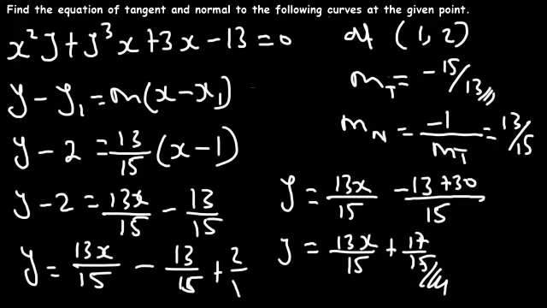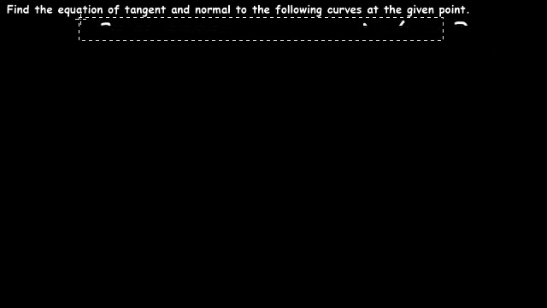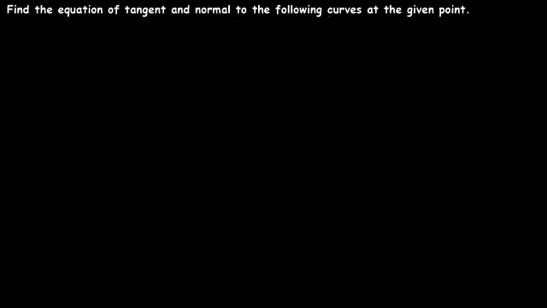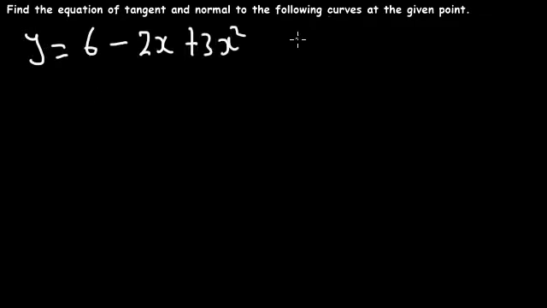So that's it for this video, and this is your exercise. Feel free to share your solution in the comment section below. Consider the function y equals 6 minus 2x plus 3x squared, then minus 2x cubed, at x equals 0. Find the equation of the tangent and normal line to this curve.